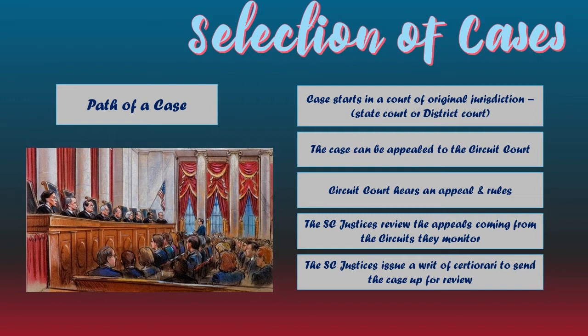The circuit court is going to hear the case again, probably read the briefs, and they're going to make their ruling. And then after the circuit court has made a decision, the Supreme Court justices are going to review all of the appeals made at the circuit court level. So if your case was decided at the circuit court level and you still have a problem with the way the decision went, you can appeal to the Supreme Court and the judges will think about it. If the justices decide to hear the case, they're going to issue what's called a writ of certiorari, and they're going to send that case up to the Supreme Court for review.